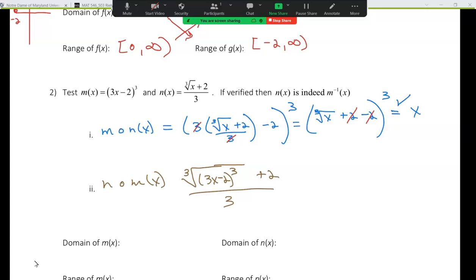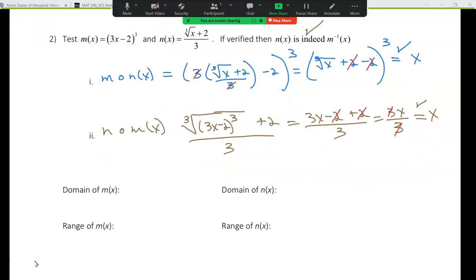So if I deal with that cubing of a cube root, that's going to release that piece of it, right? So I now have 3x minus 2 plus 2 over 3. What happens next is these 2's will cancel themselves out. That is going to leave me with 3x over 3. Now the 3's will cancel, and I am going to get x. That's what I wanted. I have verified that they are inverses.